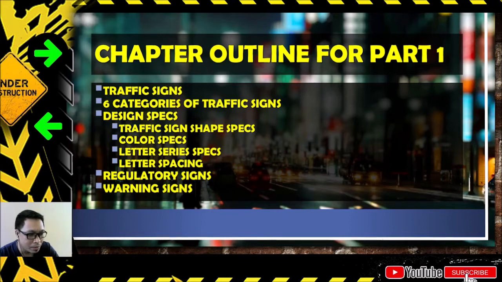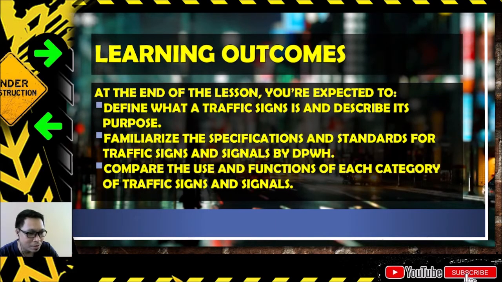After we discuss the design specifications, we will discuss later on the first two categories of traffic signs, such as the regulatory signs and the warning signs. First, let me tell you what our learning outcomes will be in this chapter. At the end of the lesson, you're expected to define what a traffic sign is and describe its purpose. Then familiarize the specifications and standards for traffic signs and signals by DPWH.